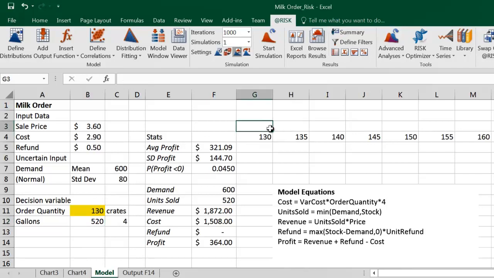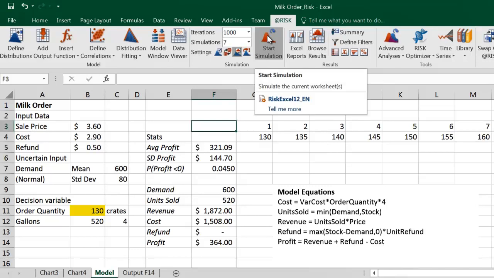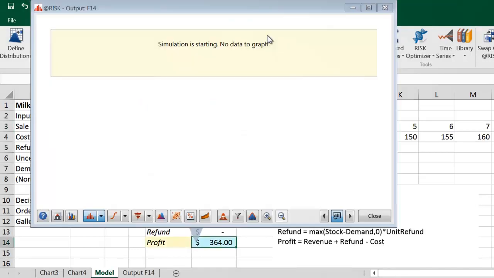And then I'm going to write here, these are going to be different simulations. So I'm going to ask @Risk to run different simulations, one with 130, the next one with 135, and so forth. So I'm going to come here on the top and I'm going to indicate that actually I don't need one simulation, I need 7. I need a 1 with each of those numbers. So now I'm going to just start simulation.